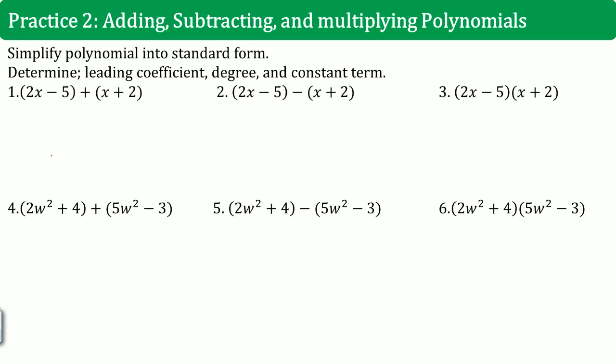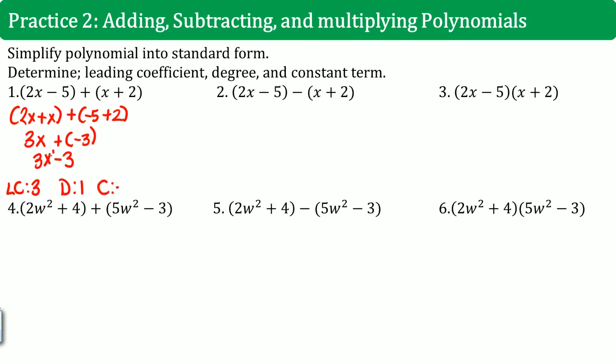We have 2x minus 5 plus x plus 2. So we add the same variables. So 2x plus x plus negative 5 plus 2. So these are the same variables. So 2x plus x becomes 3x plus negative 5 plus 2 is negative 3. So you can write this as 3x minus 3 if you would like. Leading coefficient is a 3. The degree here is 1 because the x has an exponent of 1, and the constant term is negative 3.